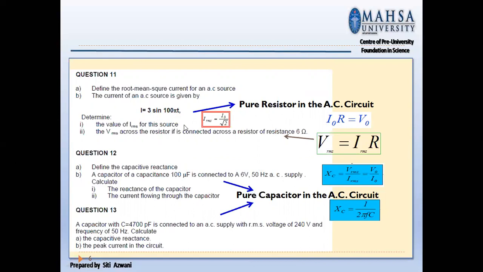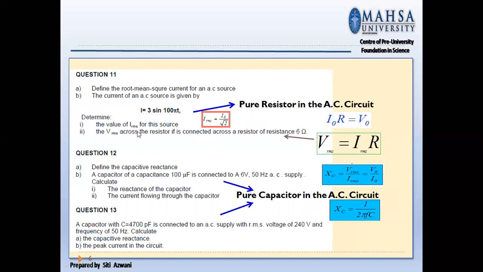Question 11, you are given the equation. Alternating current has a function of the time, I equal to 3 sine 100 pi t. How to calculate IRMS? Again, you need to apply this formula, IRMS equal to I naught divided by square root 2. I naught from your equation is equal to 3 ampere.